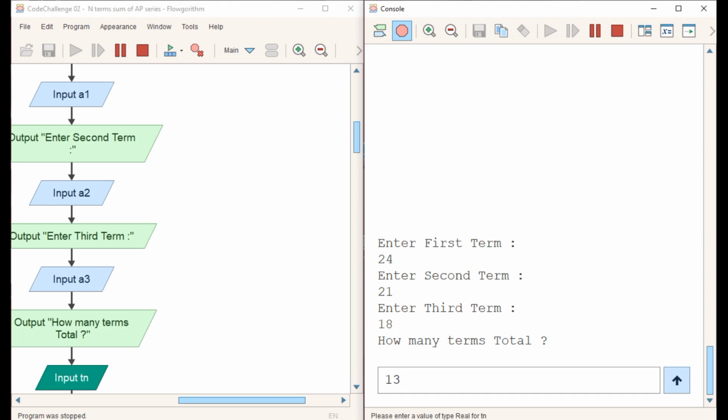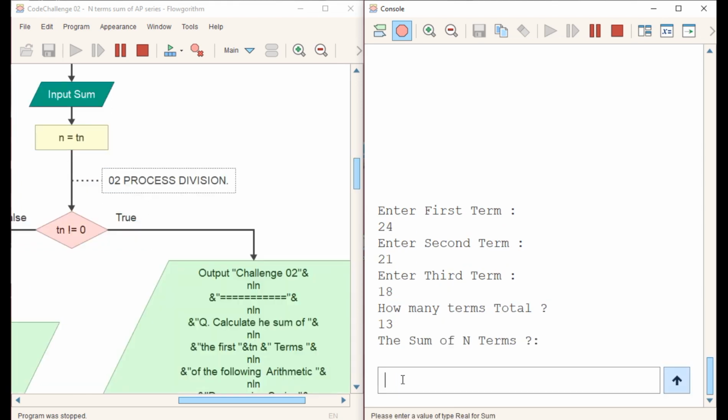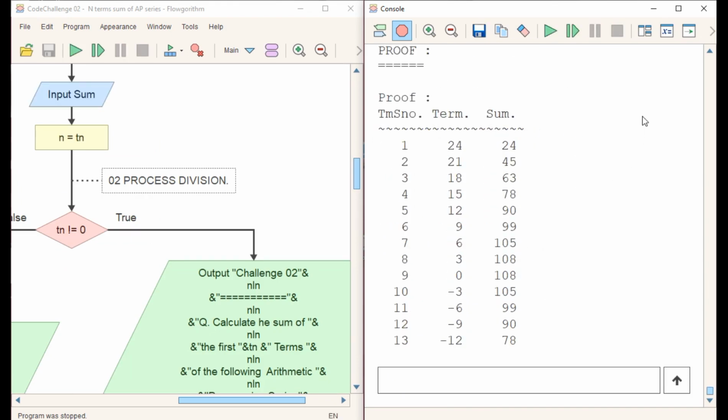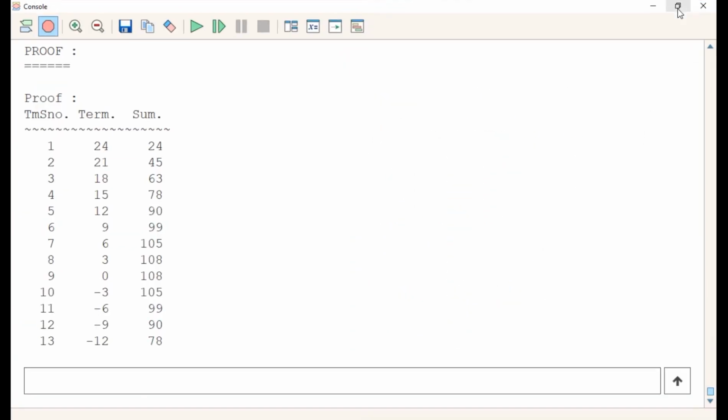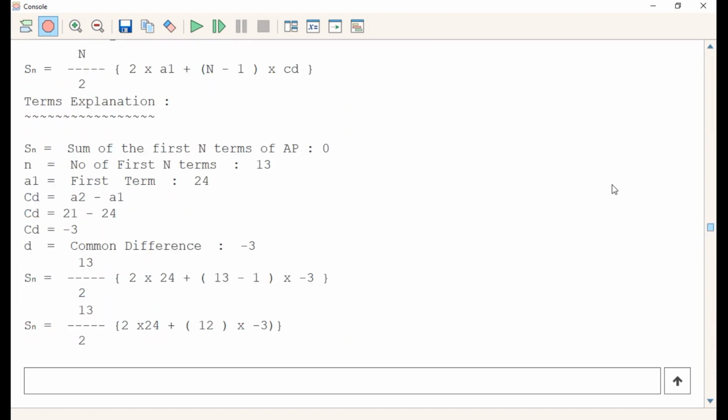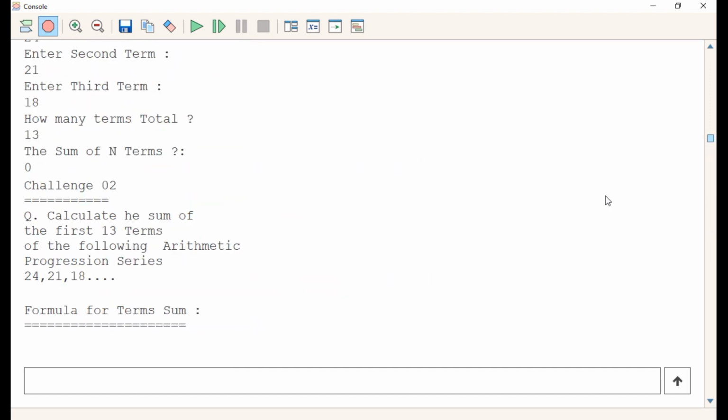The program calculates the sum of 13 terms, using the sum formula. To prove that the answer is correct, the subprogram named manual calculates and displays the term serial number, term, and sum of terms up to the term serial number in each row. When the term number gets equal to 13, the program loop terminates.